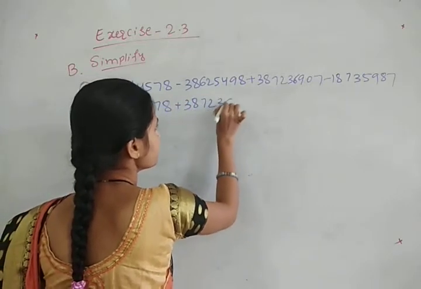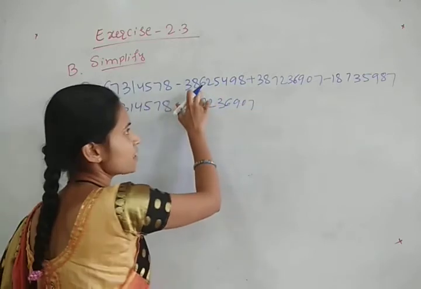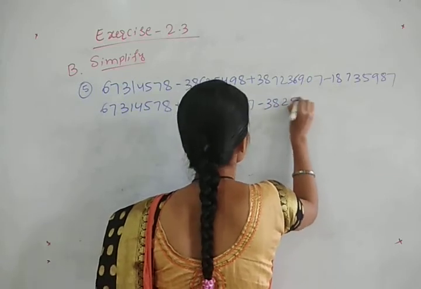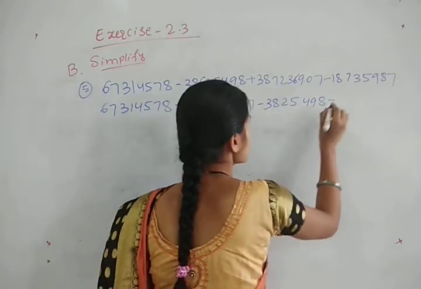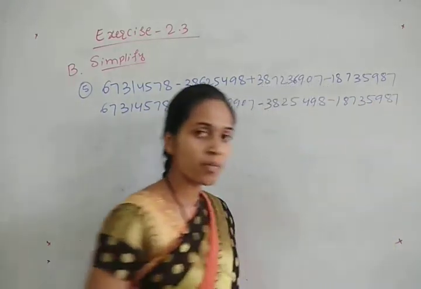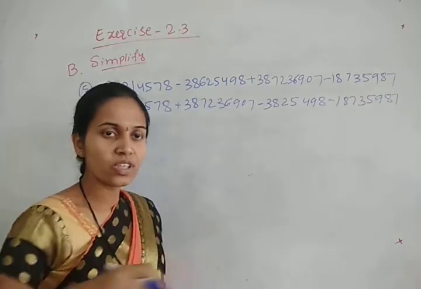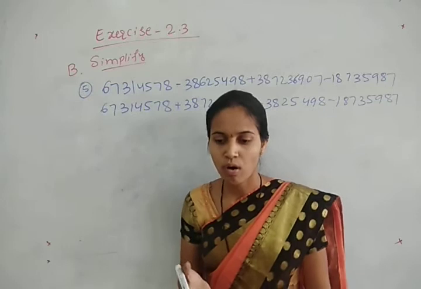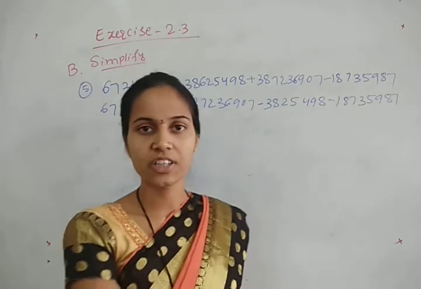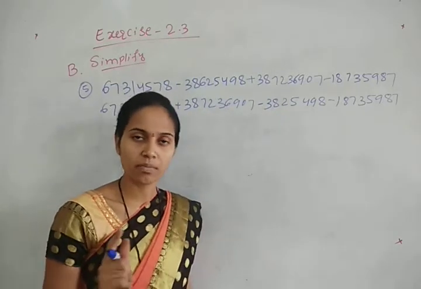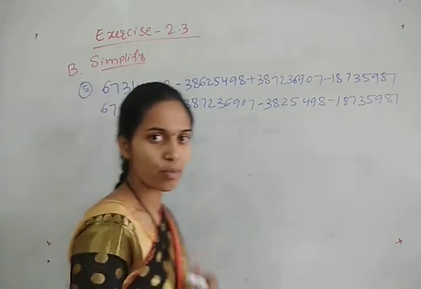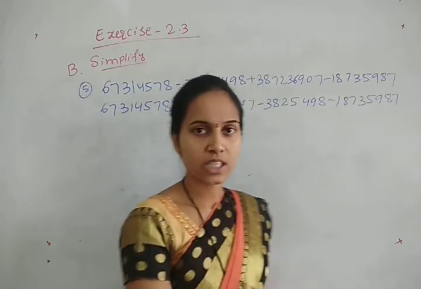Next. Okay, now write the numbers with minus symbol. So I will write this number 382549 minus 18735987. Okay. In the exam, you people should do all these steps. Okay. Don't directly put the answers as all you people have written directly the result only in the FA3 test. Okay. If you do like that, the marks will not be allotted for you. Okay. So you should, in the math, the steps are very important. Okay. So please solve all the problems stepwise.